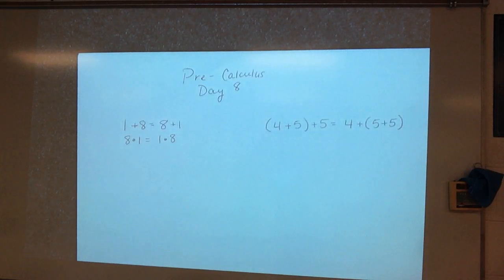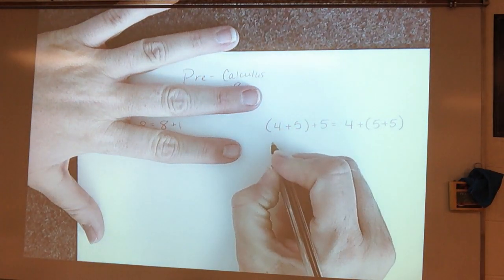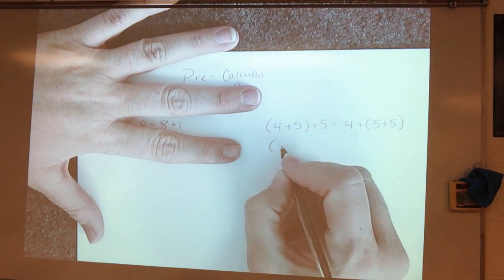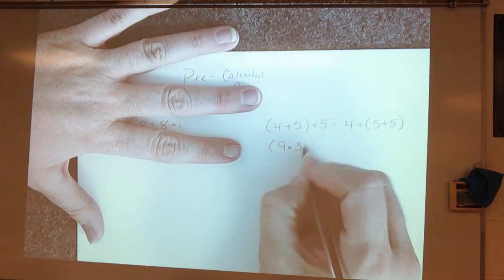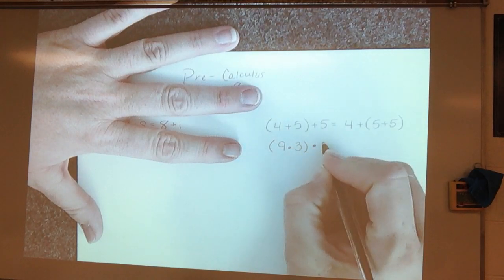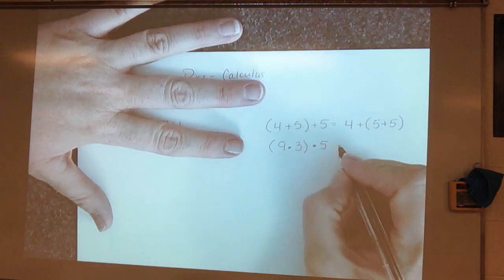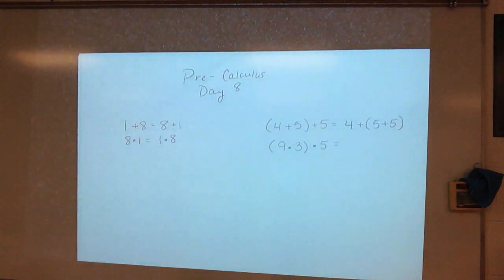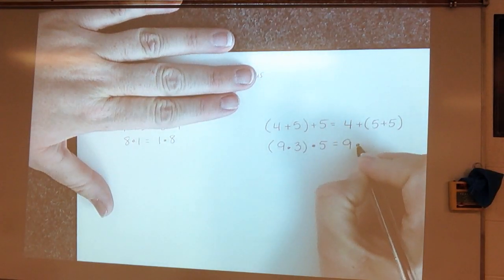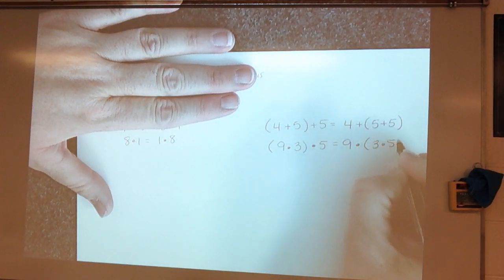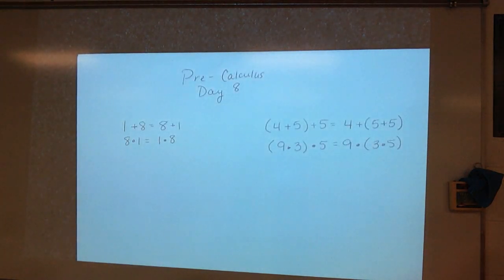It's the same thing with multiplication. Let's say that I have 9 times 3 times 5. Let's say instead of saying, okay, 27 times 5, I want to look at it like this. Let's say I want to multiply 3 times 5 first, and then multiply 15 times 9. It's a preference, but the associative property allows me to group whatever I want to do first.